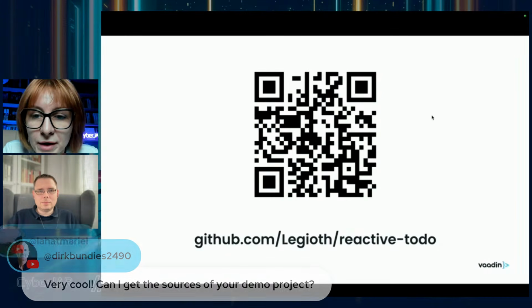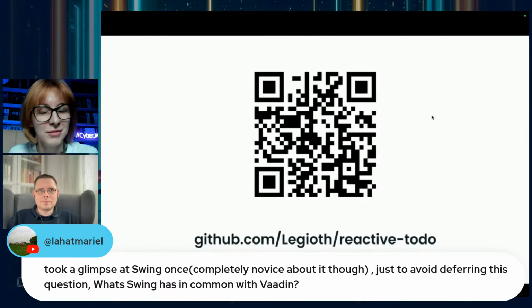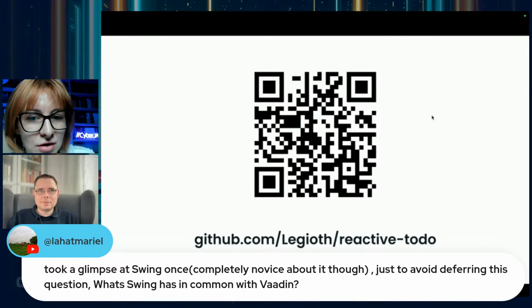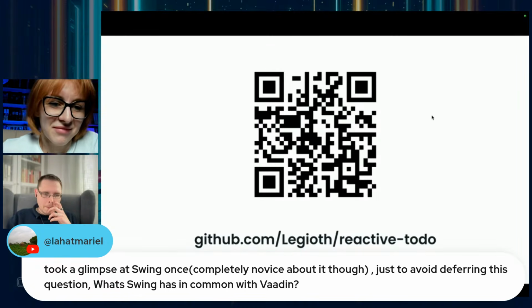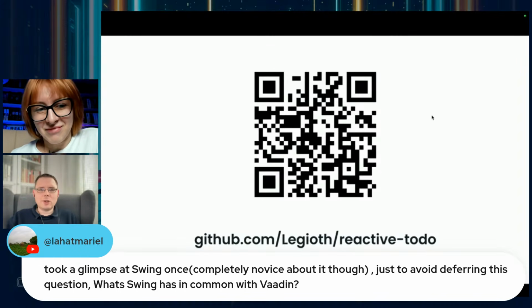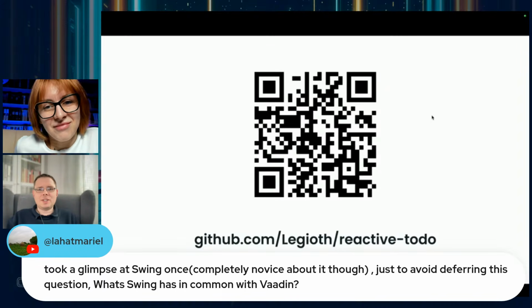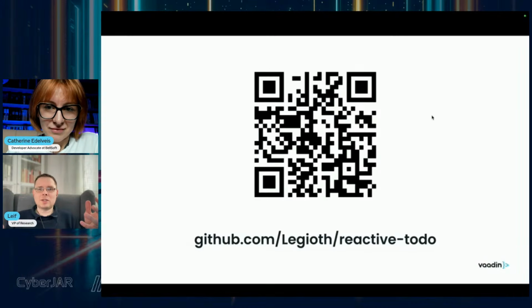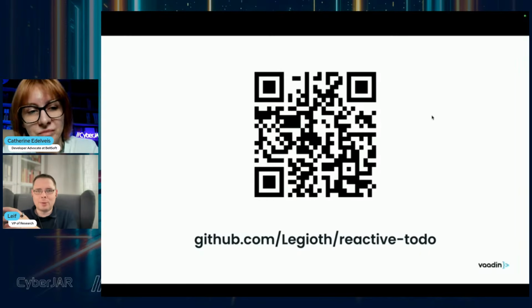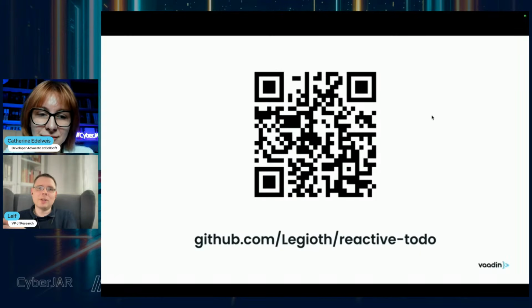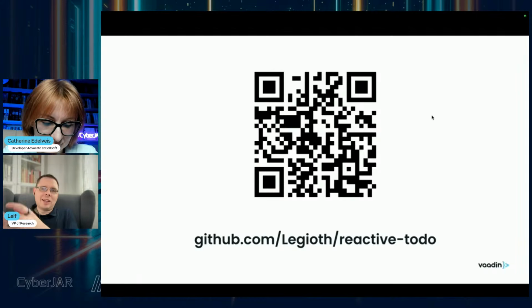Another question. Oh, by the way, I actually had a similar one in my mind. I took a glimpse at Swing once, and just to avoid deferring this question, what does Swing have in common with Vaadin? I would say quite much in one way, because it's quite the same programming model. You create instances of components. They are Java objects. You put those into kind of a tree of components with layouts and then buttons and whatnot as the leaf nodes. You get events from those components. They are run in the same way.